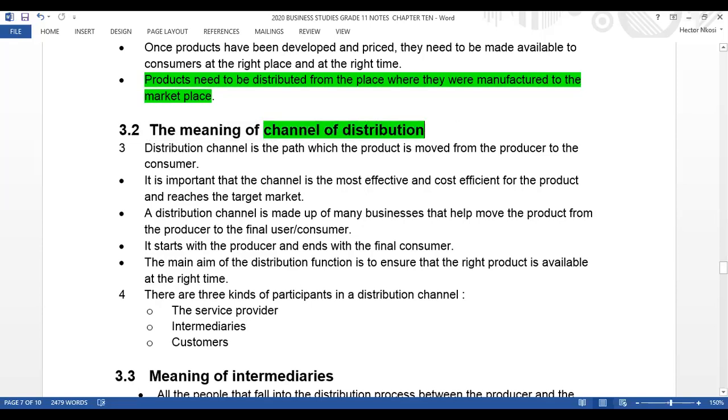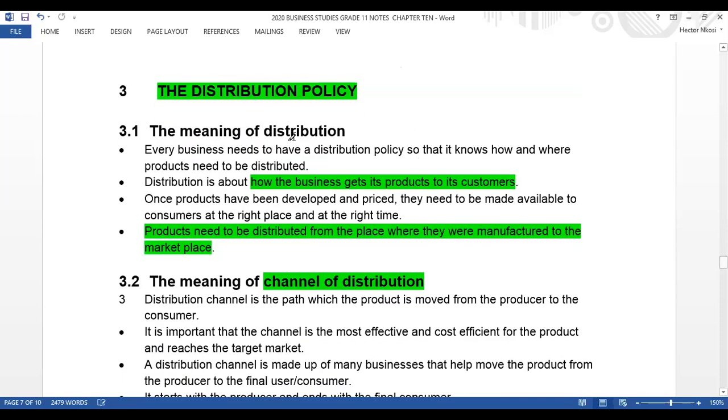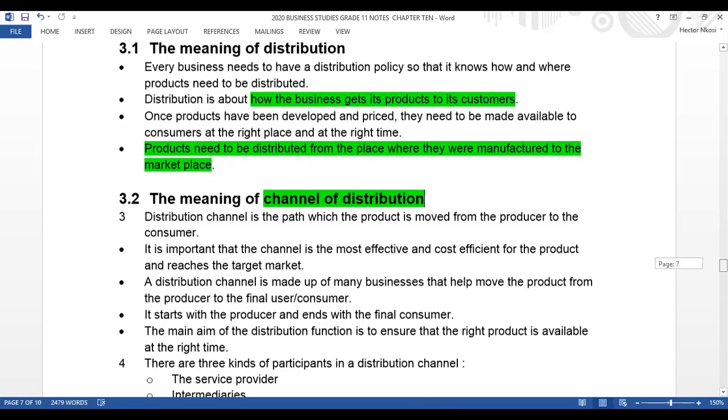There on top, we were explaining your distribution policy and the meaning of distribution in general, right? But now there's a difference between distribution and a channel of distribution. Very, very important, boys and girls. Grade 11s, they love such questions. You'll see them in most of your assessments or tests. So please make sure that you follow what I'm saying.